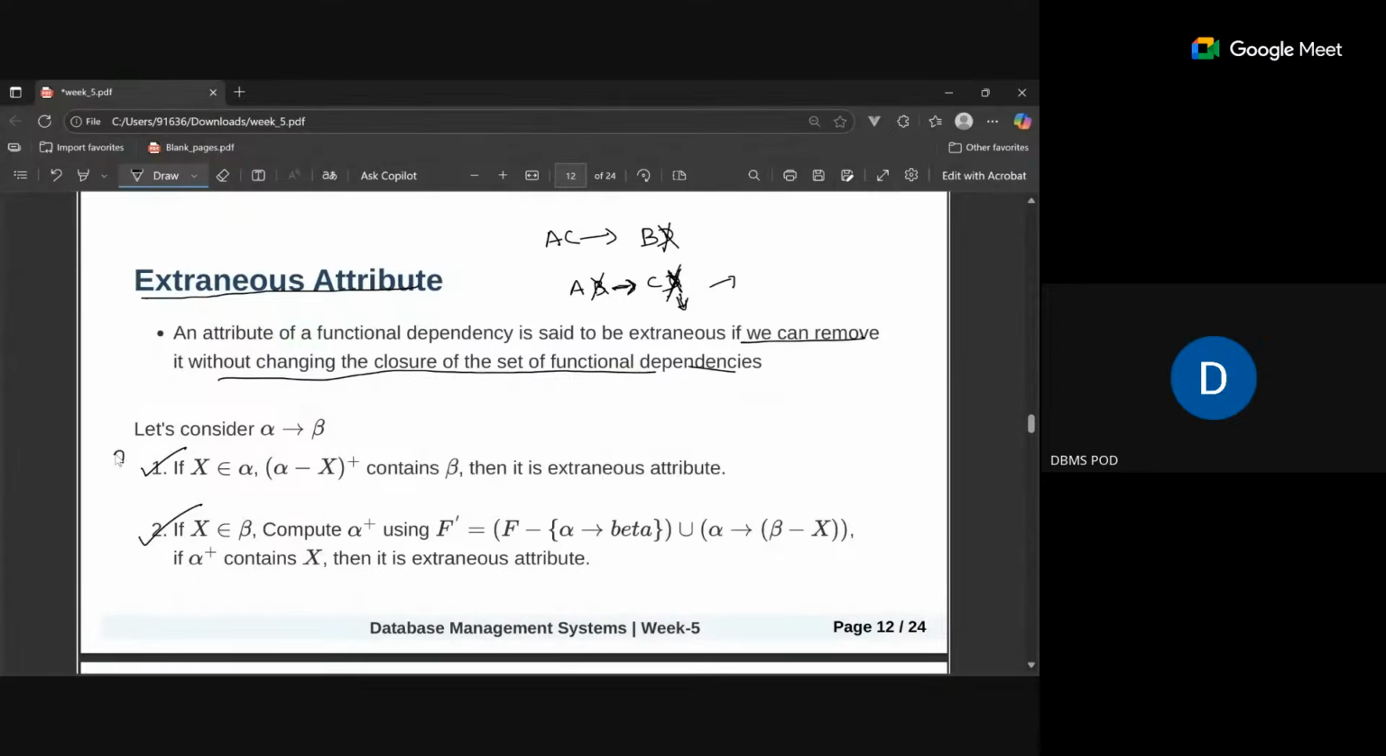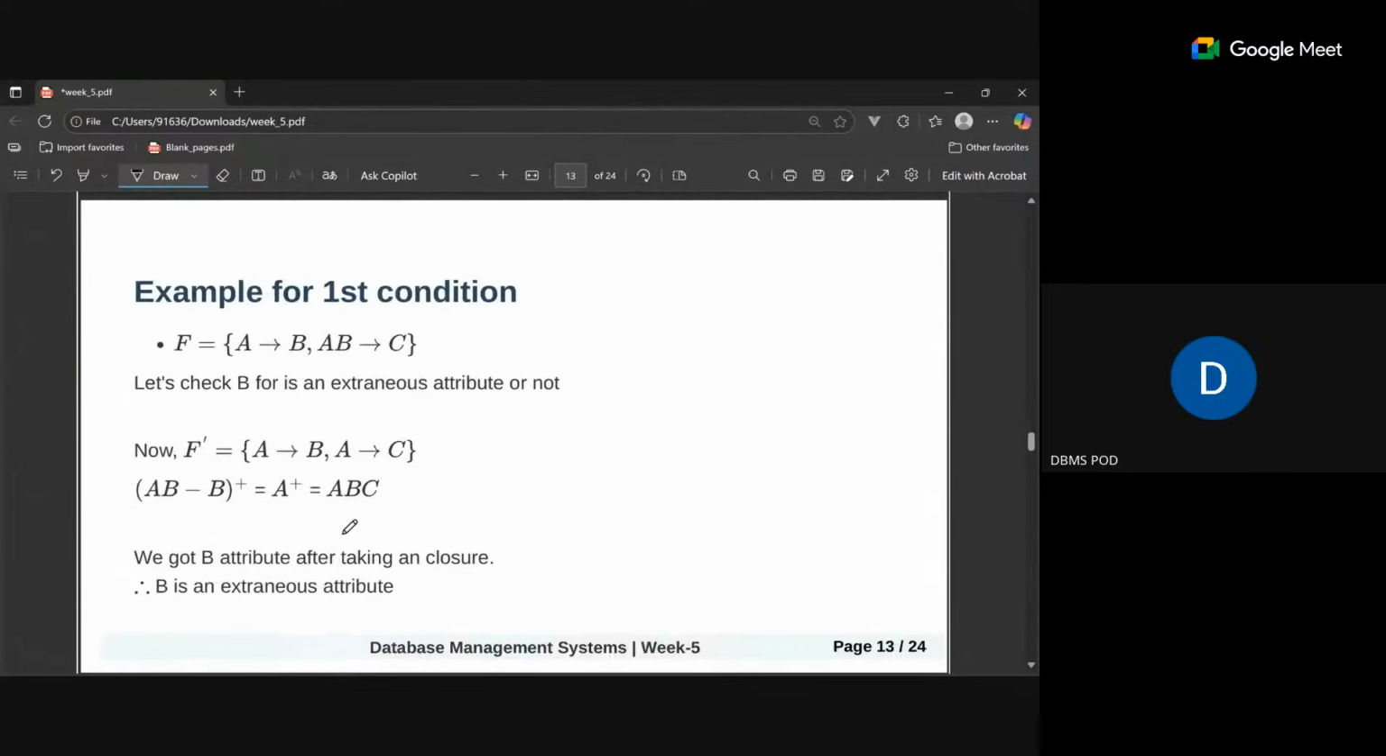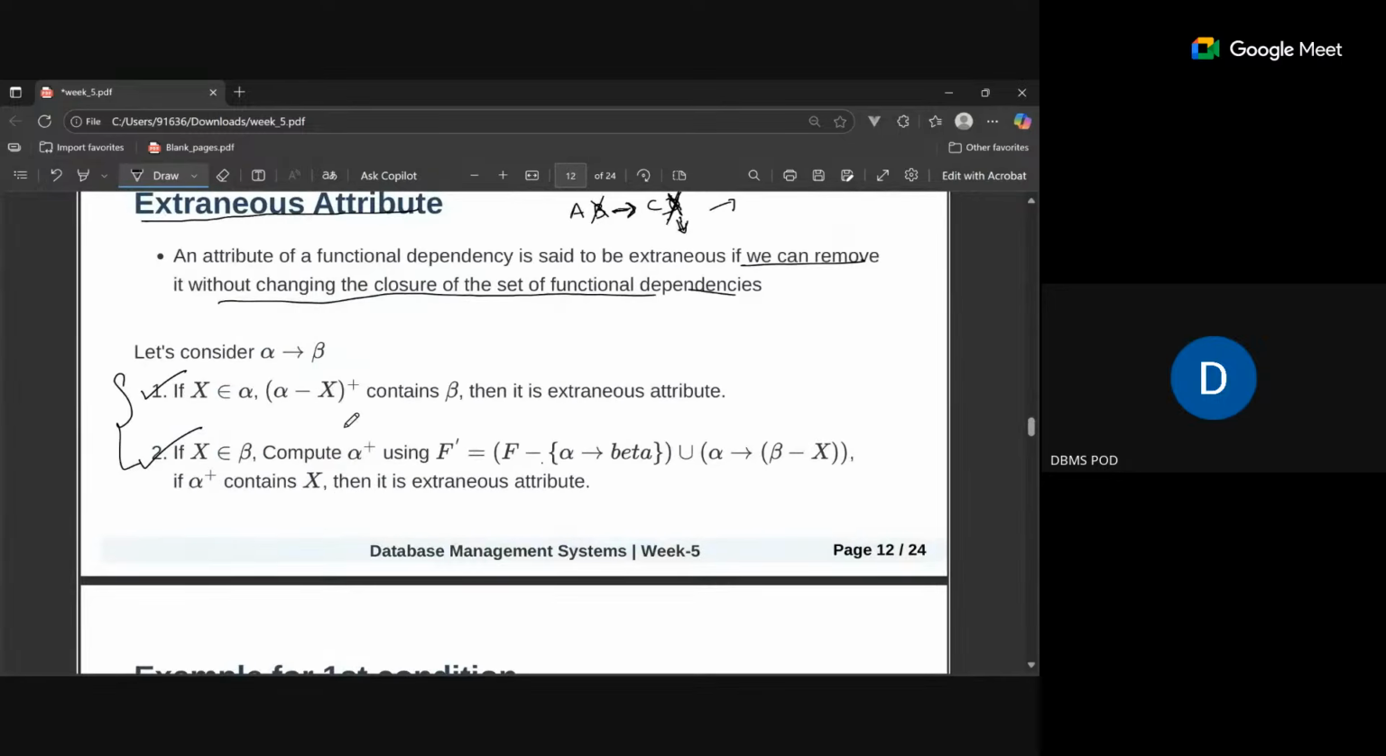These are the actual two points to find the extraneous attribute. So I'll go with an example instead of explaining this definition, because by looking at it, I hope everyone feels this is something written as an equation. The first condition is nothing but to find the extraneous attribute on the left side. The second condition is nothing but to find the extraneous attribute on the right side.